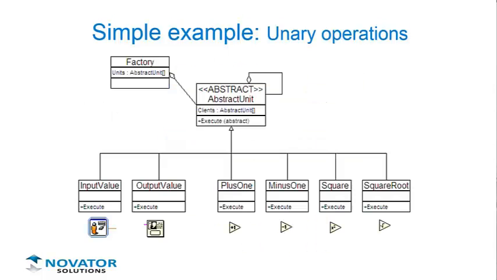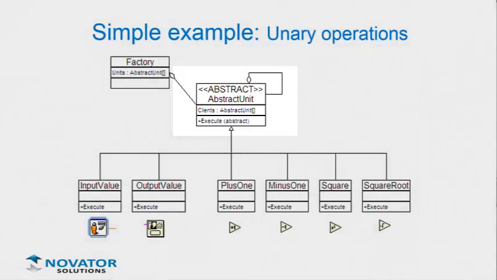UML diagram of such a structure. The test system is replaced by a factory. We don't have anything to test, we just need to create the structure of our relationships. We have an abstract unit which has only clients. We don't need providers, only clients, because it's a simple program. And we have an abstract method execute.